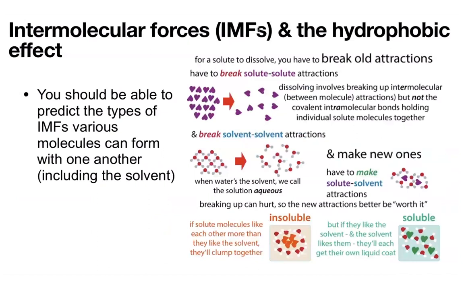So you should be able to predict the types of IMFs that various molecules can form with one another and with the solvent. And this includes the solvent. So we need to think a lot about the solvent in biochemistry. And our solvent is almost always going to be water, unless we're talking about a lipid environment in the center of a protein or something. We're going to be dealing with water. And remember how water is super duper polar. Water really loves other water.